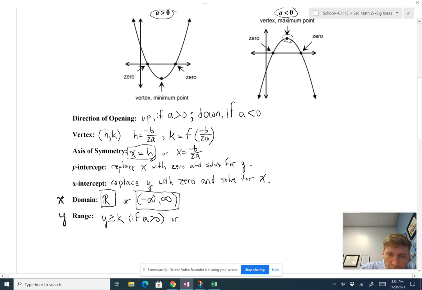Or y less than or equal to k if a is less than 0. If it opens down, then you're going to have it this way. You can also write it in interval notation, so this would be starting at k and going up to positive infinity. Or over here, there is no lowest value, so it goes all the way down to negative infinity, but it comes up to the point k and would be equal to k at that point.